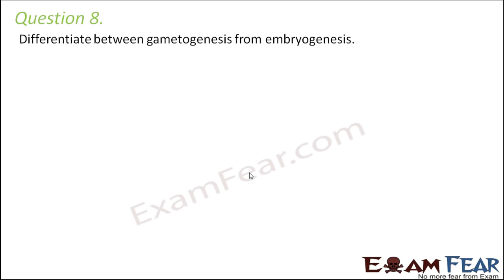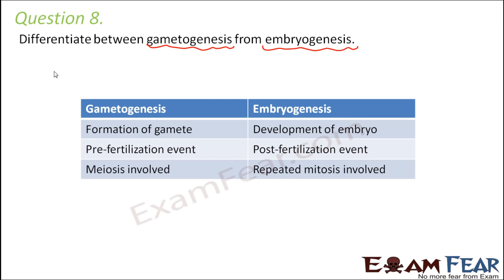Question number 8. Differentiate between gametogenesis and embryogenesis. Now as the name says, gametogenesis is formation of gametes and embryogenesis is formation of embryo from gamete. So gametogenesis is formation of gamete, embryogenesis is development of embryo. So when does gametogenesis occur? Before fertilization. So it is a part of pre-fertilization event. And embryogenesis will occur after fertilization. So it is a post-fertilization event.